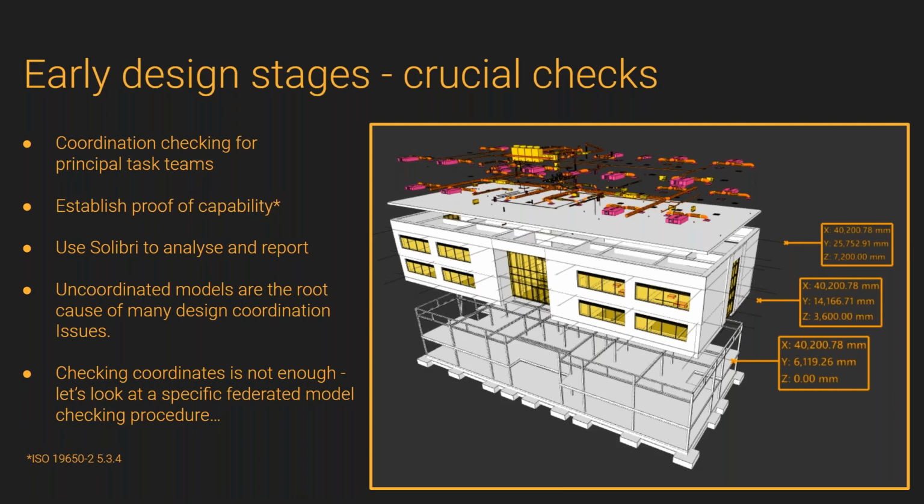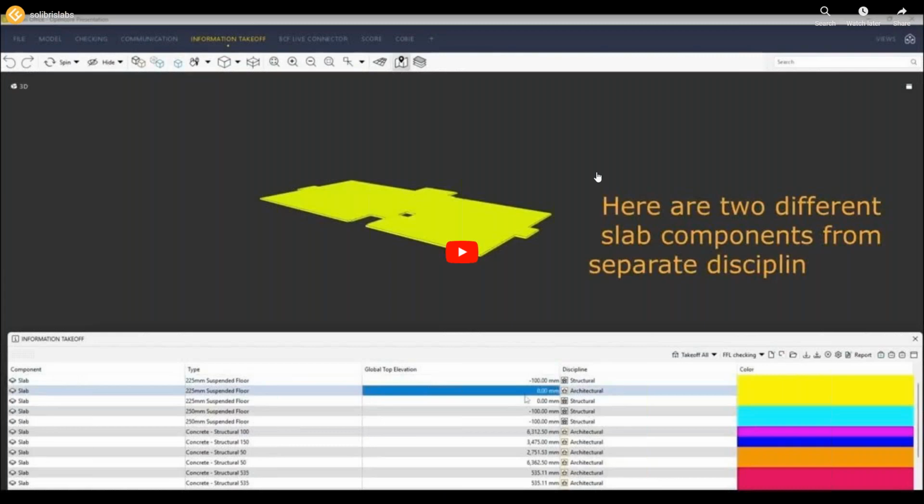By doing that, I'm ensuring the capability of our supply chain, and also that we're going to eliminate any problems that arise from poor coordination in the future. If you don't catch it early on, it is a lot more difficult to sort out later. So going on to the example of that.